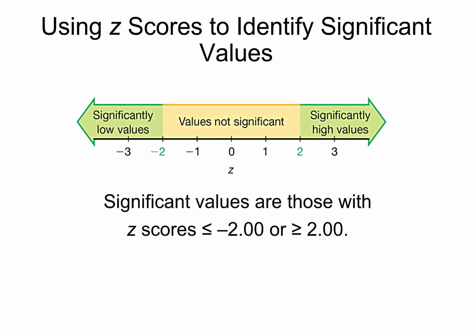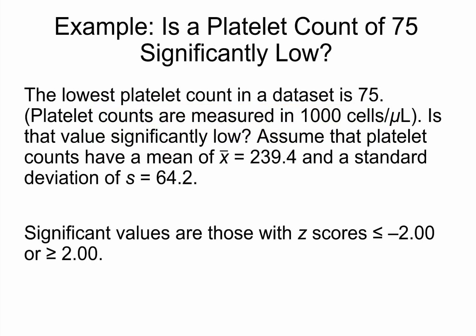And here's a little graphic, and we've looked at this before. Significant values are going to be those that have a z-score of -2 or less, or have a z-score of +2 or more. The lowest platelet count in a data set is 75. Is the value significantly low?